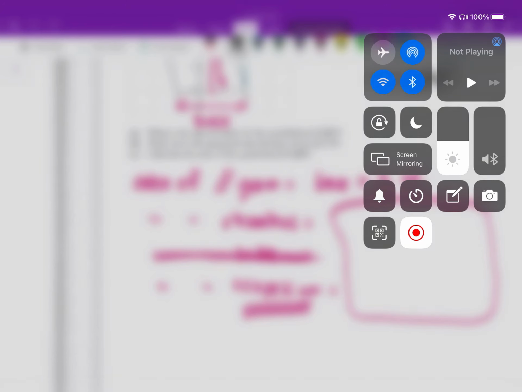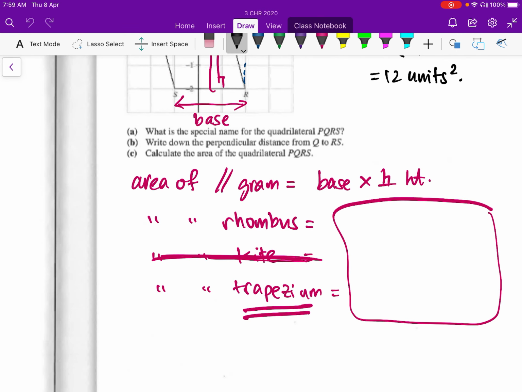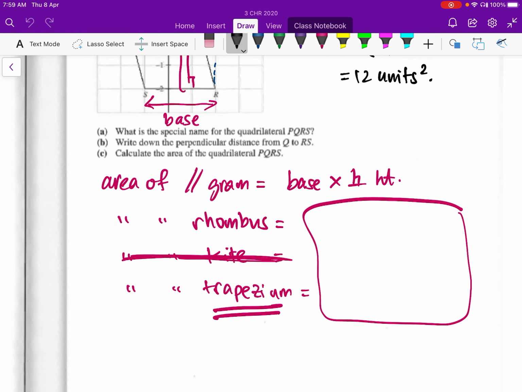Okay, now we will resume with our workbook. I give you a piece of homework, which is simply to find the area of a rhombus and a trapezium.